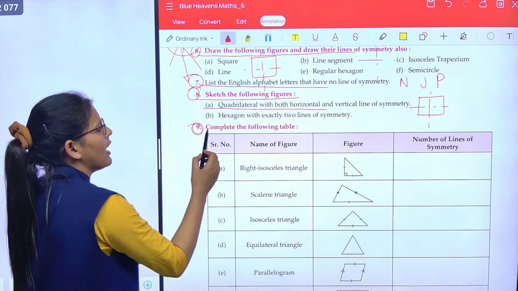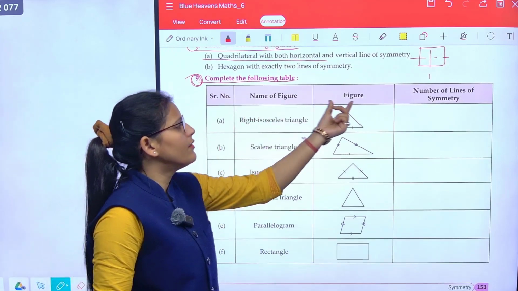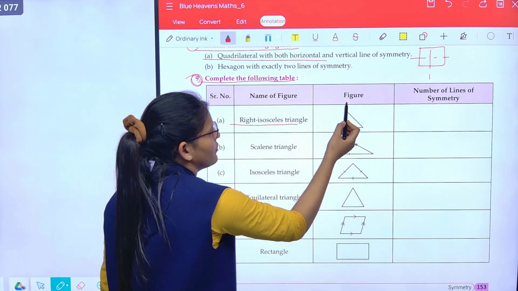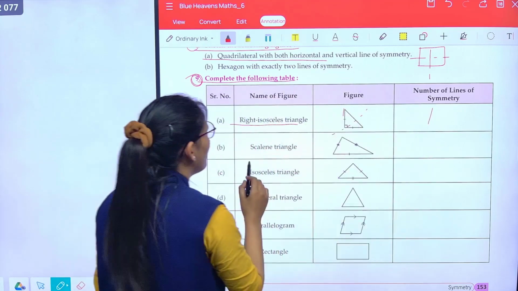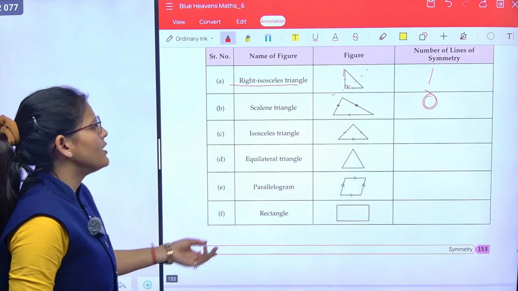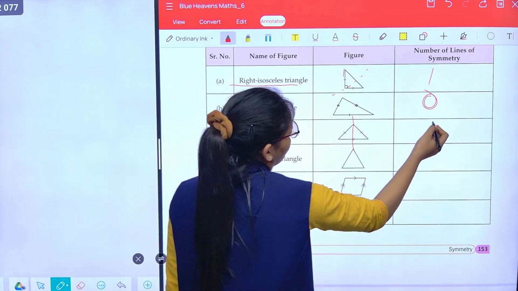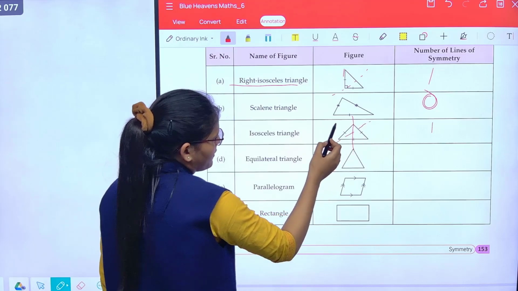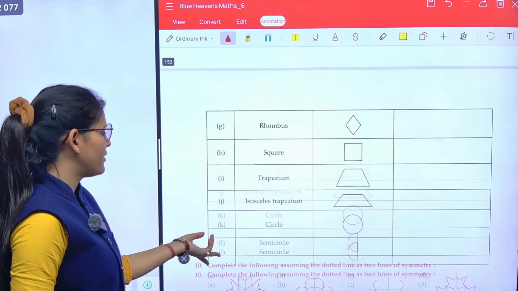Come on, question number 9. Complete the following table. Class, write name of figure, number of lines of symmetry. Write isosceles triangle. Class, one line of symmetry होगी यहाँ पर, you can draw like this. Now scalene triangle में नहीं होती. Isosceles triangle you can draw like this. 1 और 2 भी हो सकते हैं class, like this. Rest of the parts, do yourself.